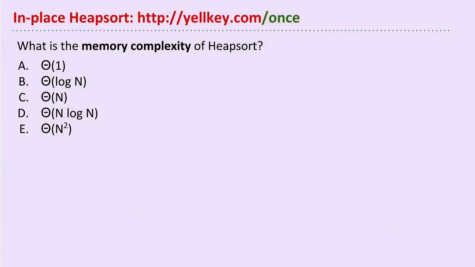What is the memory complexity of this version of heap sort? Okay, so it was suffer, then fail, then once. Okay, so it's like a flight inside joke for some of you to get. I couldn't believe it. All right.